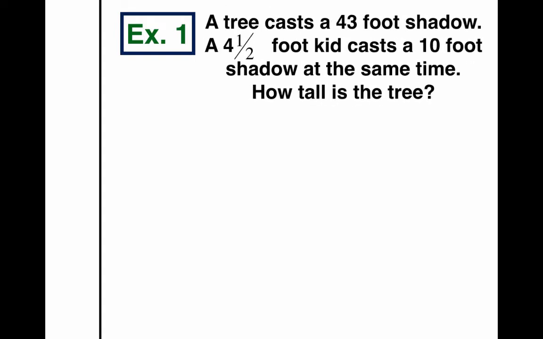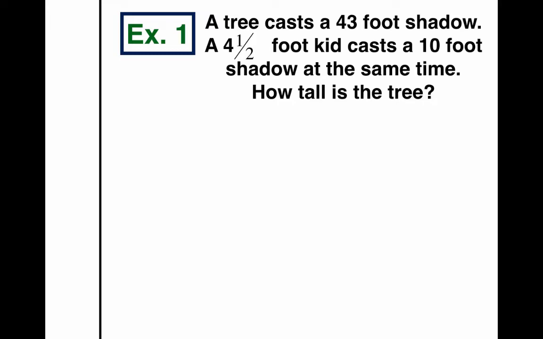So we're going to try a problem here. Example 1. Here's a very typical proportional problem. A tree in the forest casts a 43-foot long shadow. A 4.5-foot kid casts a 10-foot shadow at the same time. How tall is the tree?